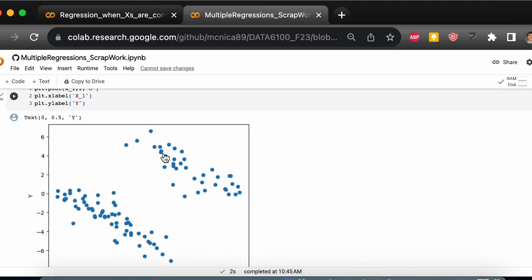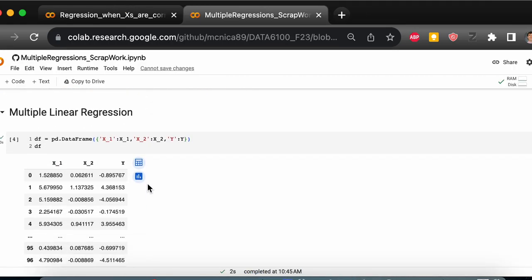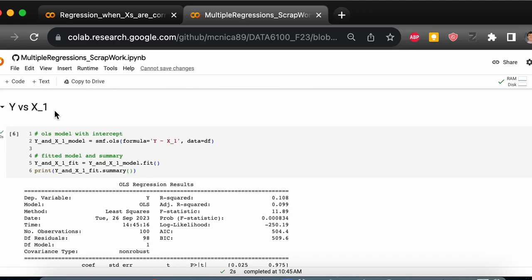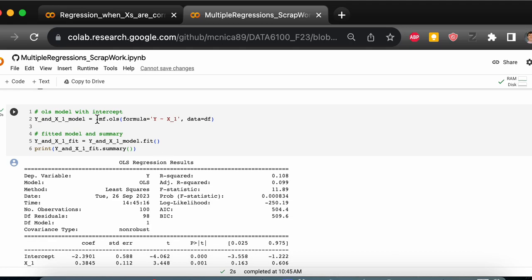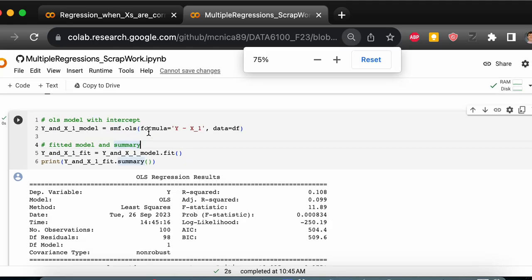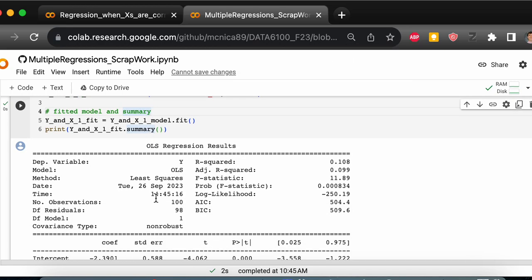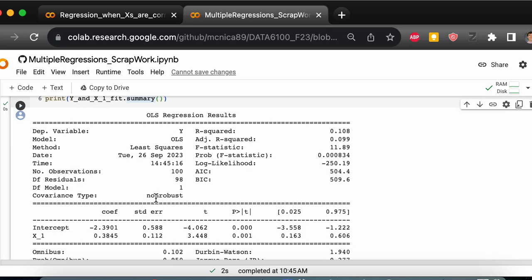Here's x1 and y, and here is a linear regression. Here is y versus x1, a linear regression of y versus x1, using the stats ordinary least squares model. I think this is the same one they do in the textbook. They show you a ton of information, but the main thing to focus on is the coefficients of the intercept and the x1. And the coefficient is positive, 0.38.